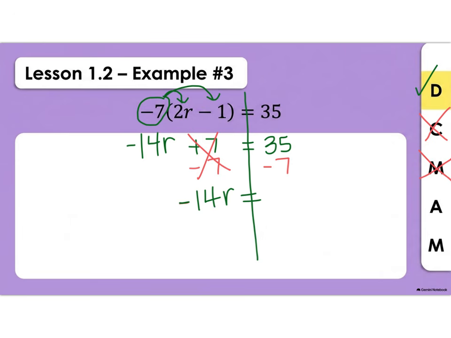And then 35 minus 7 is 28. And my last step is to multiply or divide my coefficient. So since 14r is being multiplied, I need to divide off a 14, a negative 14 at that. So the negative 14s on the left will cancel to 1, and we're left with an r. And then 28 divided by negative 14 leaves me a negative 2.